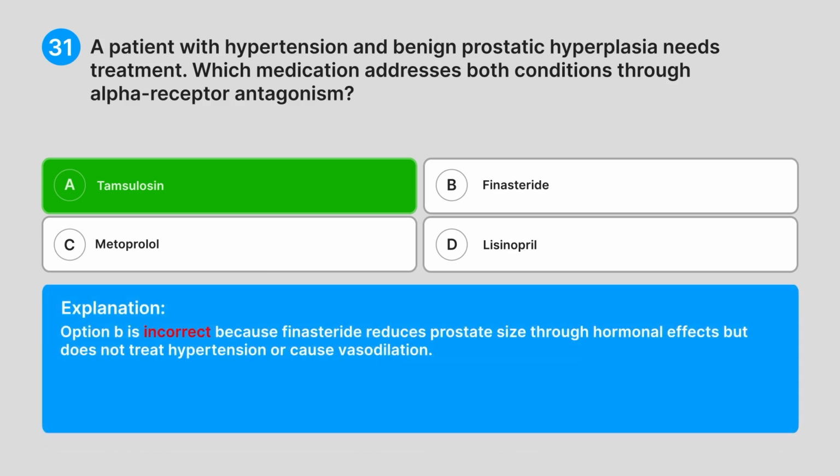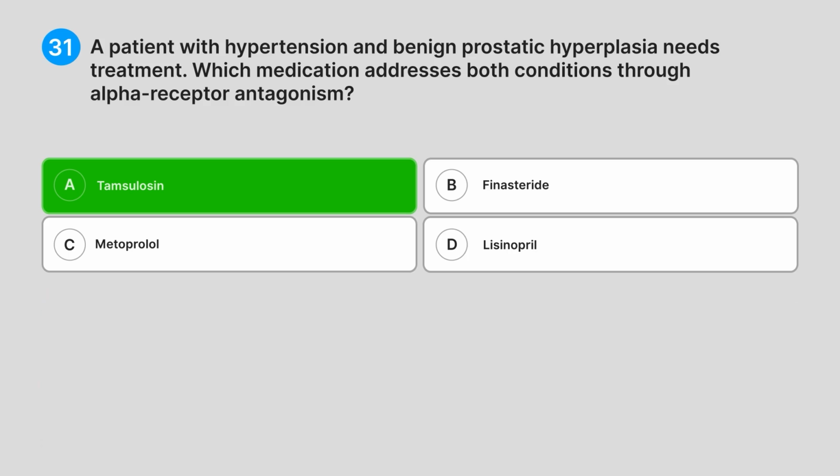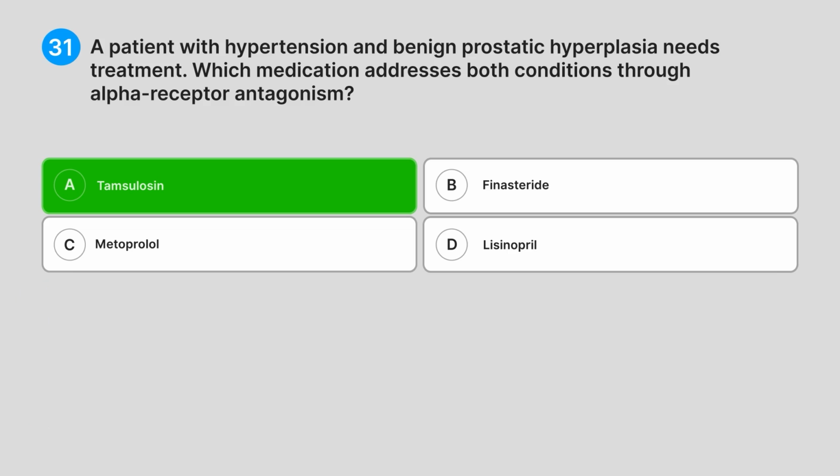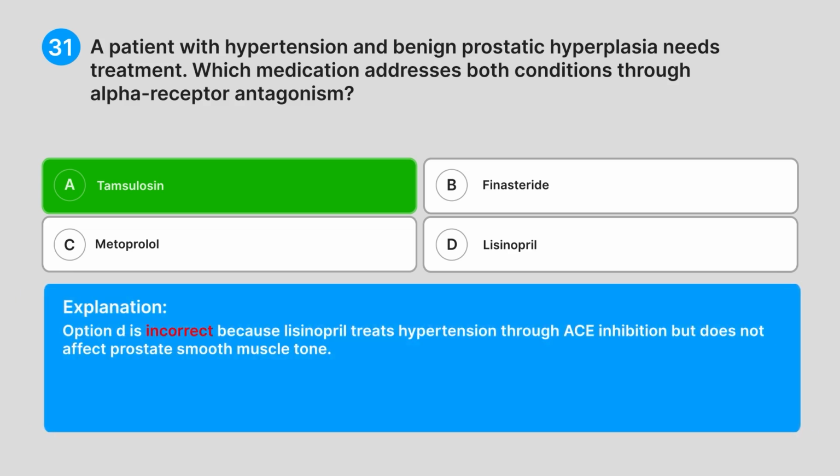Option B is incorrect because finasteride reduces prostate size through hormonal effects but does not treat hypertension or cause vasodilation. Option C is incorrect because metoprolol is a beta blocker treating hypertension but does not improve urinary symptoms from BPH. Option D is incorrect because lisinopril treats hypertension through ACE inhibition but does not affect prostate smooth muscle tone.